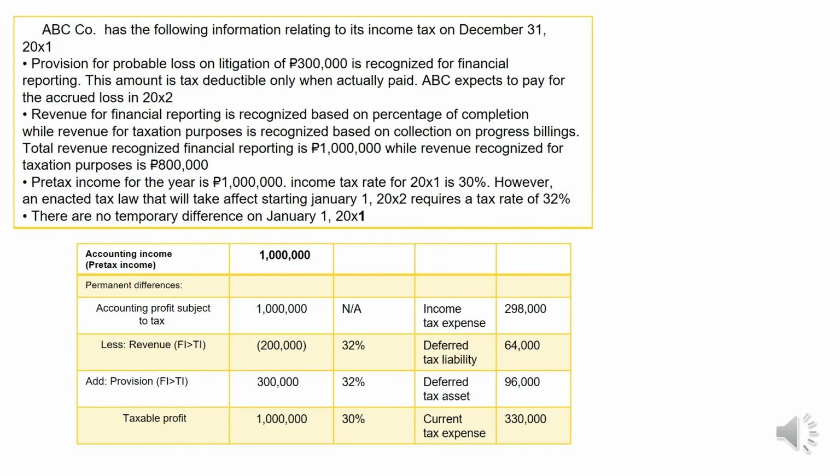300,000 multiplied by effective tax rate of 32%. 298,000 less 64,000, then add natin 96,000, gives us the total of 330,000, which is the company's current tax expense for the year.